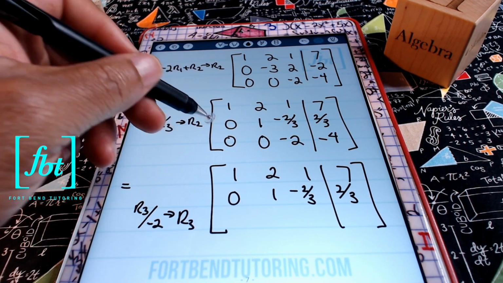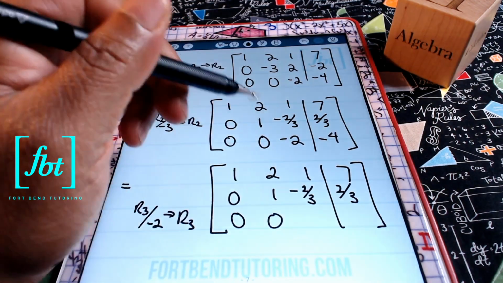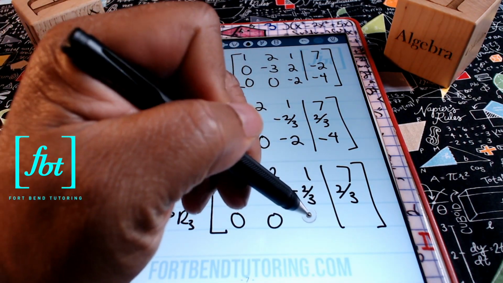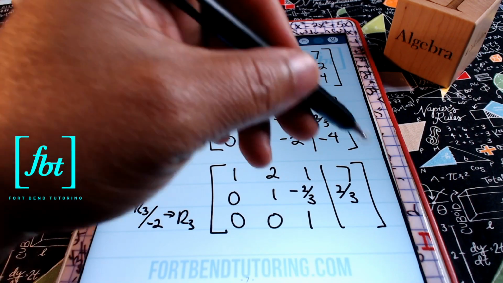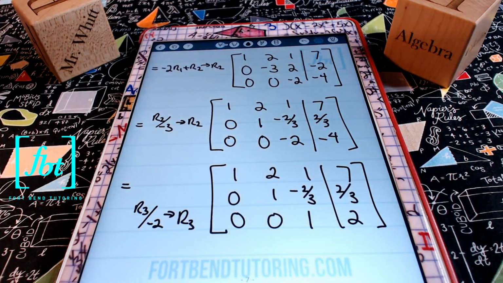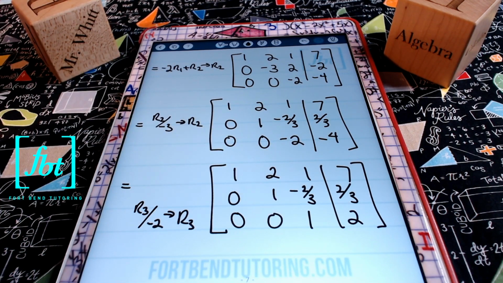So 0 divided by -2 is 0. 0 divided by -2 is 0 once again. And then -2 divided by -2 is +1. And -4 divided by -2 gives you 2. There you have it. So now we have row echelon form, guys, with 1s in the main diagonal, 0s underneath the main diagonal, and the next step is to back substitute.